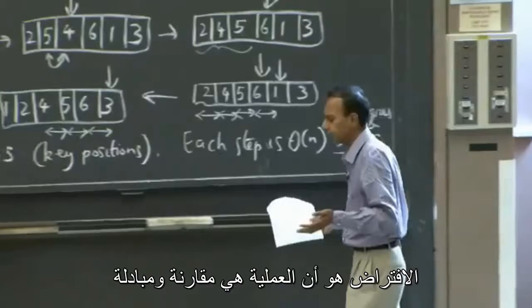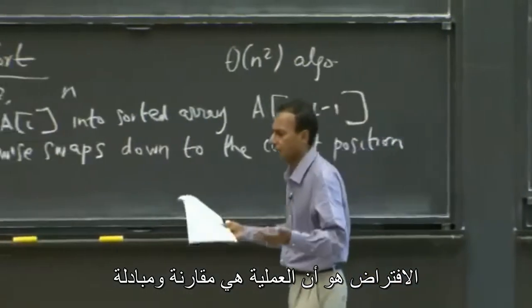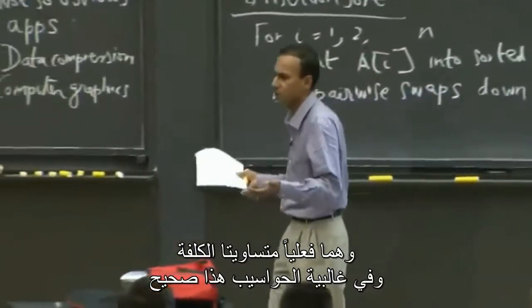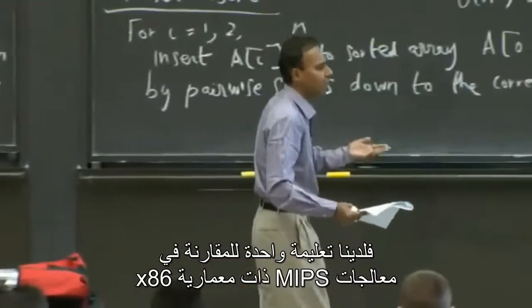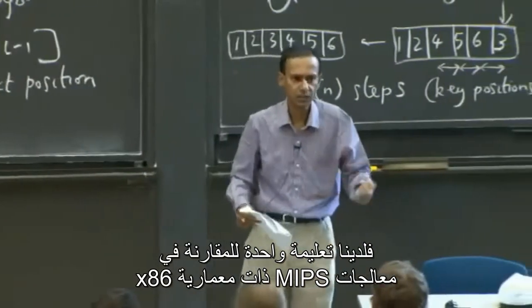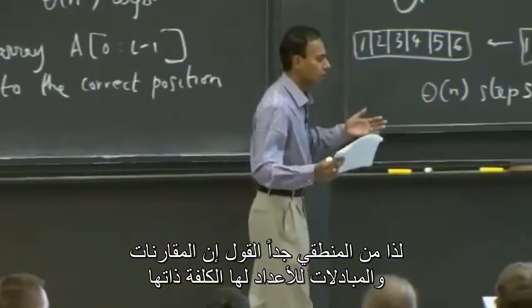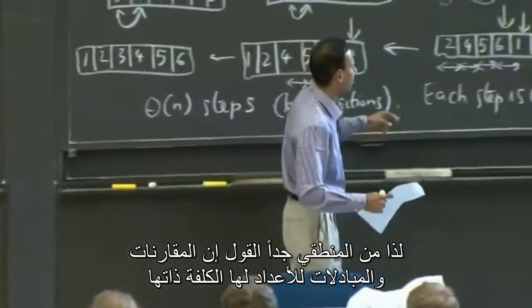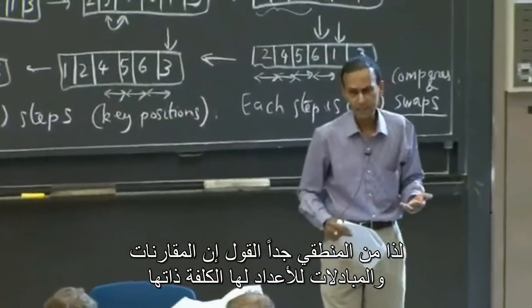The unspoken assumption is that an operation is a compare and a swap, and they're essentially equal in cost. Okay? And in most computers, that's true. You have a single instruction in, say, the x86 or the MIPS architecture that can do a compare, and the same thing for swapping registers. So it's a perfectly reasonable assumption that compares and swaps for numbers have exactly the same cost.